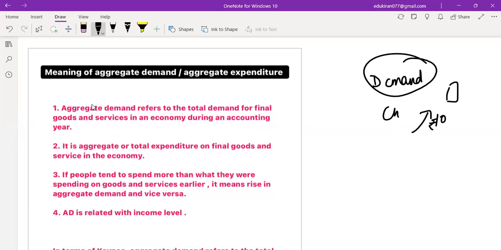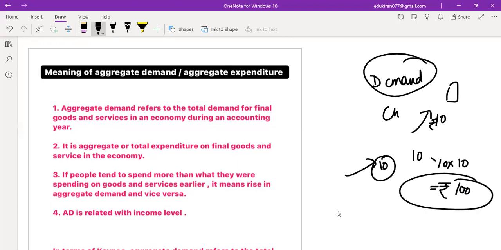First of all, aggregate demand refers to the total demand for final goods and services in an economy during an accounting year. It is the aggregate or total expenditure on final goods and services in the economy, whatever money you will spend. For example, you bought 10 chocolates, so 10 into 10, you are ready to spend 100 rupees. If people tend to spend more than what they were spending on goods and services earlier, it means a rise in aggregate demand. Earlier, for example, you purchased 100 rupees of chocolate, but this year you purchase chocolate for 200 rupees. That means your aggregate demand increases.